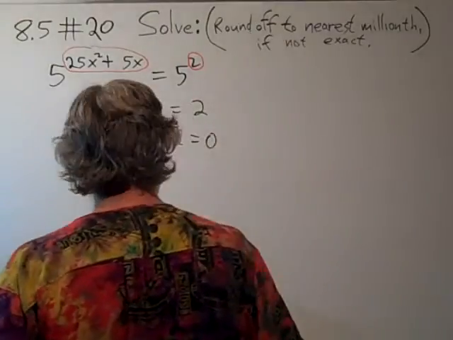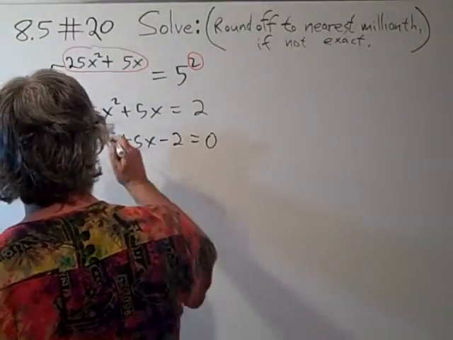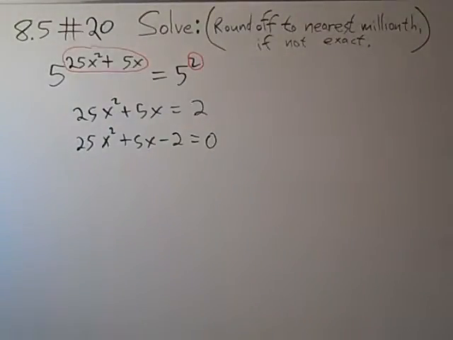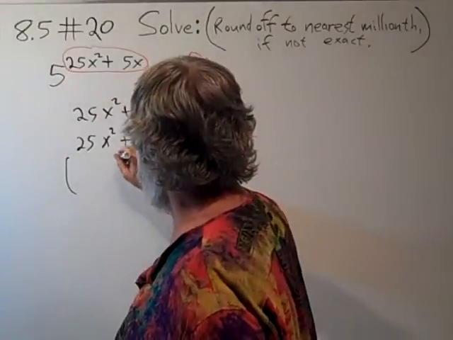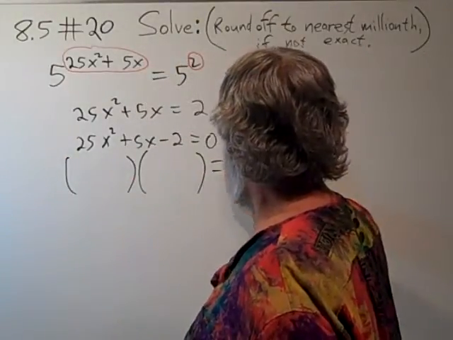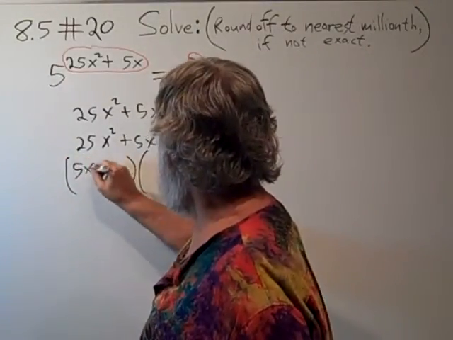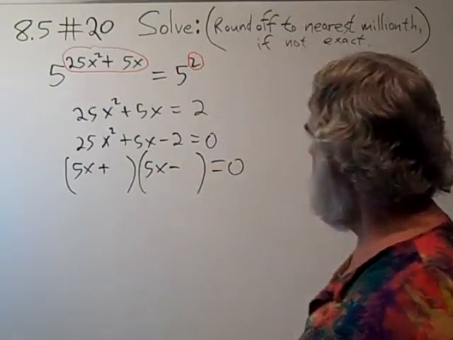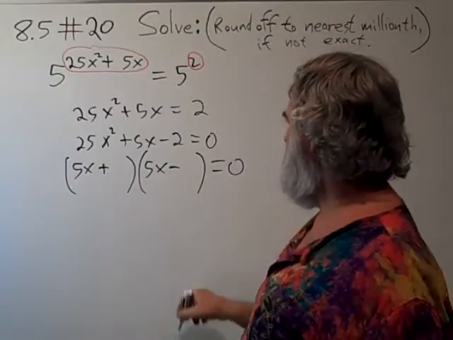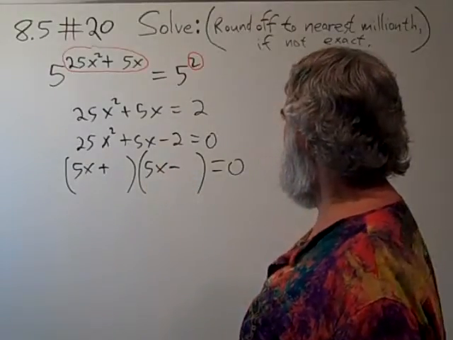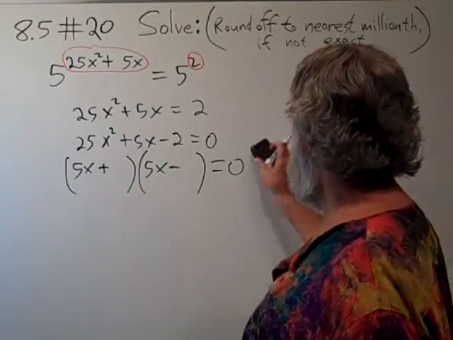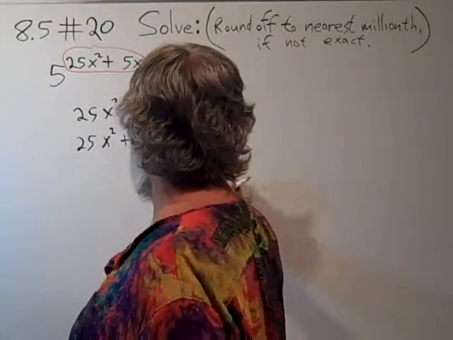And so we need to factor this. Let's try just factoring it. Yeah, let's try 5x and 5x to begin with. Then we just have a plus times a minus. The product is 2 and the difference is 5. That's not going to happen, is it? So we need to use the quadratic formula on this one.